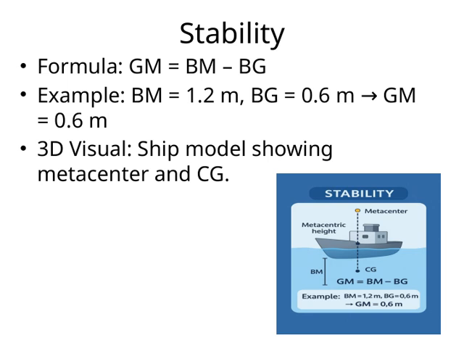The 3D visual on this slide shows a ship model with the metacenter and the center of gravity marked clearly. This visual helps us understand how the relative positions of these points influence the ship's stability. Remember, a larger GM generally means better stability, but too large a GM can also mean a stiff, uncomfortable ride. So, it's all about finding that balance, especially when designing or loading a vessel. Understanding this relationship is fundamental to ensuring our ships remain safe and seaworthy under various conditions.